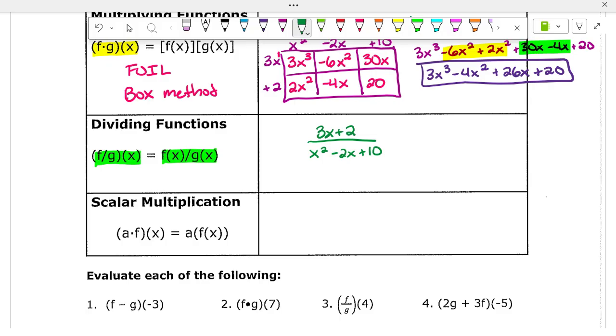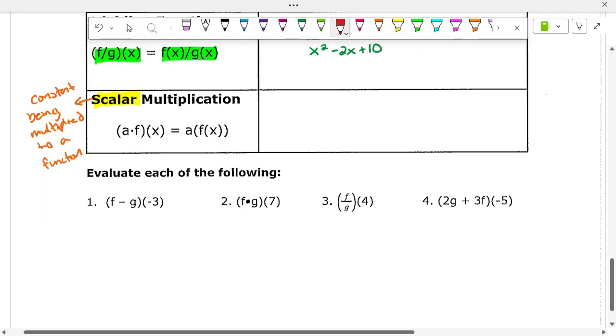The last one is scalar multiplication. Now, what is a scalar? A scalar is a constant being multiplied to a function. So the easiest way I can think about it is that it is what you're distributing. You know how you see distribute problems where you have to distribute the number? That's what a scalar is. It's that number that you're actually distributing.